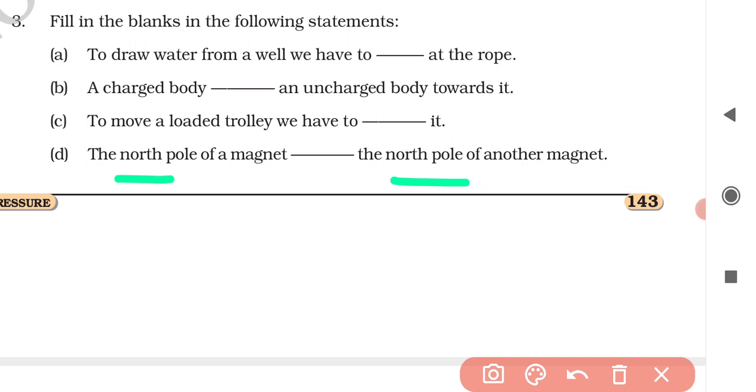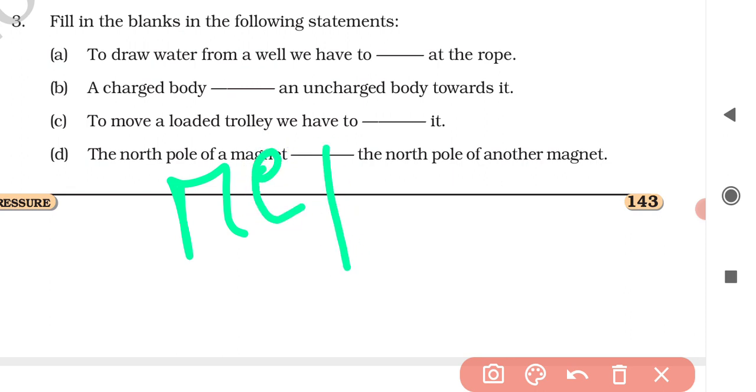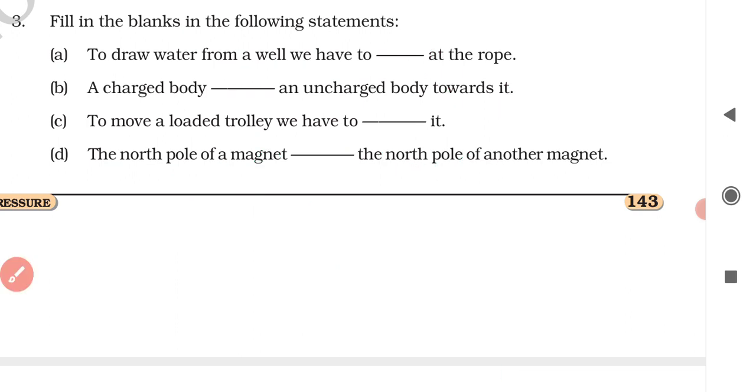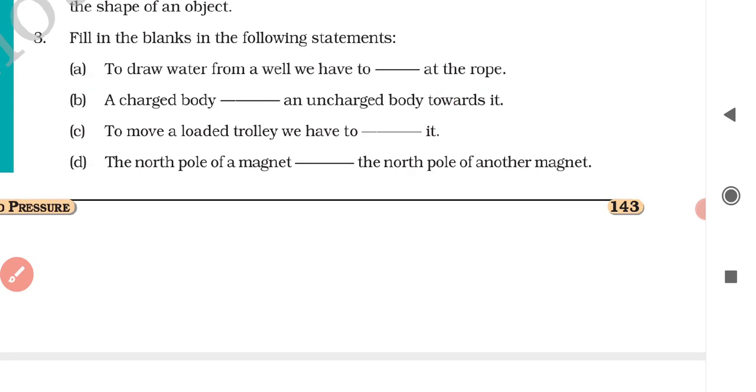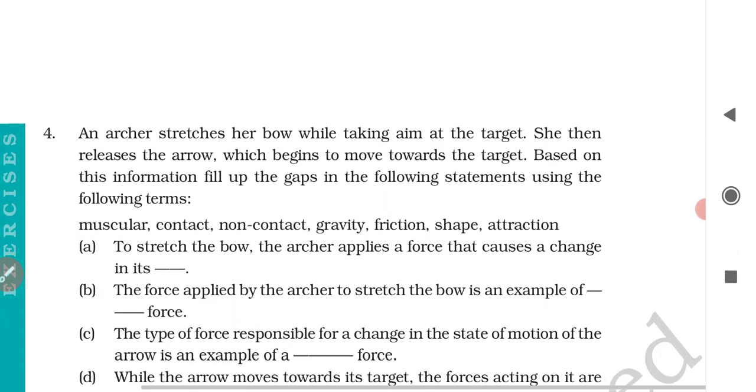So what will we write here? The north pole of a magnet will repel, repels the north pole of another magnet. Clear? So these are the answers of question number 3. Next we'll move to question number 4.